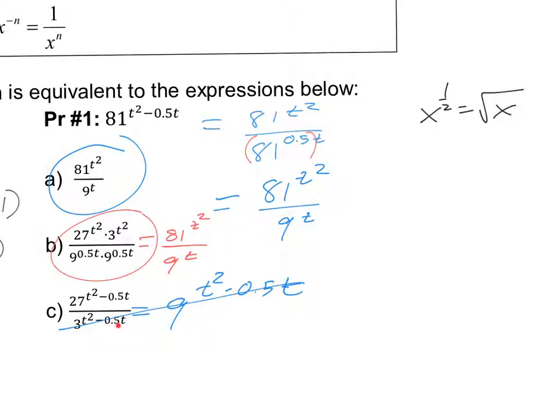Here I saw that they had the same exponent, so I thought, okay, I could actually divide. So 27 divided by 3 is 9, and 9 to the t squared minus 0.5t. There is no way that could be equal, because the exponents are exactly the same, but the bases are different, so there's no way these two things could be equal. So only A and B are correct options here. All right, let's go to the next page.